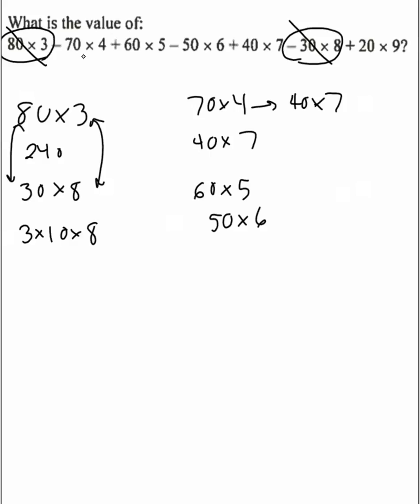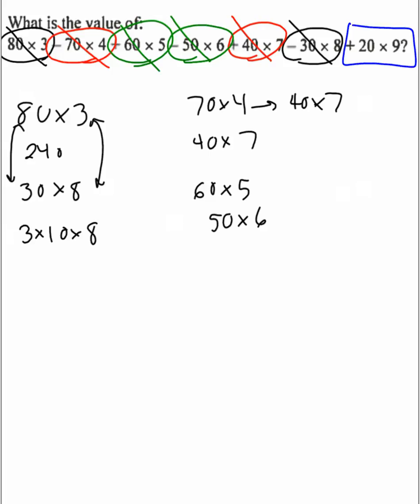Then you're going to find that this one here, 70 times 4 and 40 times 7, they're the same, and they're gone. Then you're going to find this one and this one are the same, and they're gone. So really, all you're left with is 20 times 9, which is 180. So yes, you can find each one separately, but there's just a little trick to make it a little bit quicker, a little bit easier. So just something to think about.